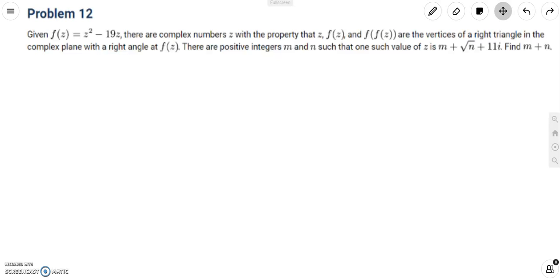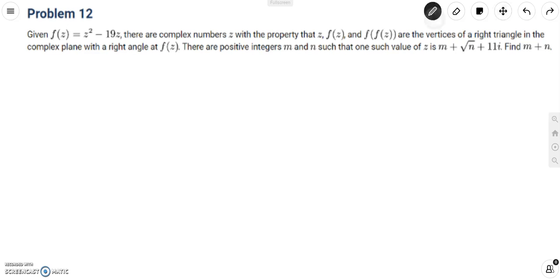Today we will be tackling the 2019 AIME I problem number 12. The problem reads: given f(z) = z² − 19z, there are complex numbers z with the property that z, f(z), and f(f(z)) are the vertices of a right triangle in the complex plane with a right angle at f(z). There are positive integers m and n such that one such value of z is m + √n + 11i. Find m + n.